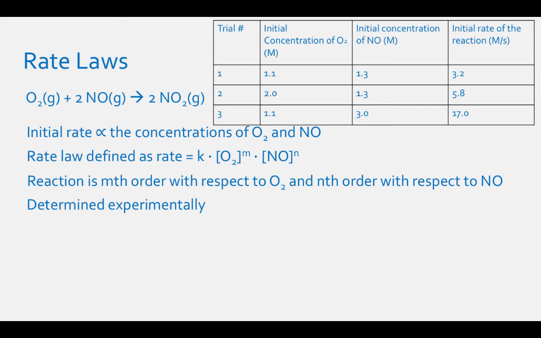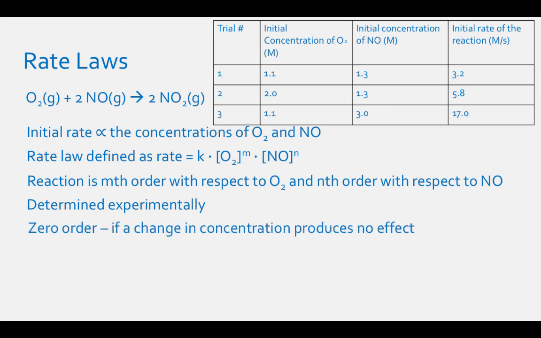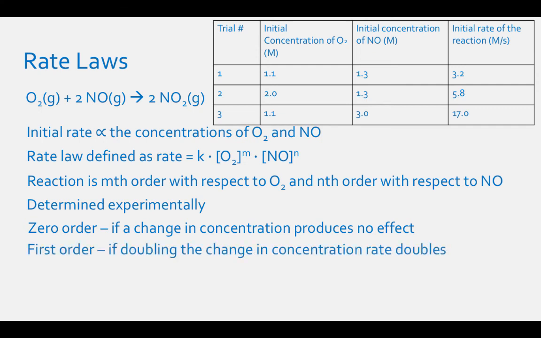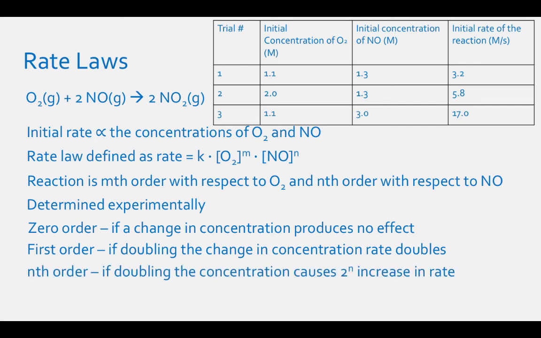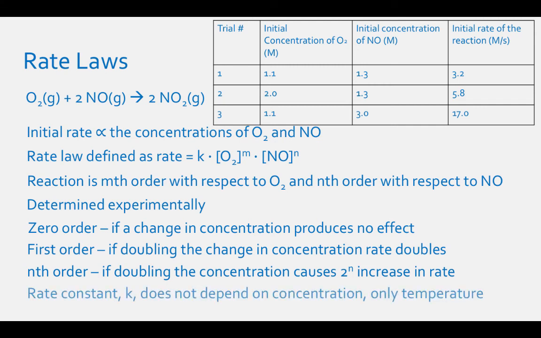A reaction is zero order in a reactant if the change in concentration of that reactant produces no effect. A reaction is first order if doubling the concentration causes the rate to double. A reaction is nth order if doubling the concentration causes a 2 to the n increase in rate. Note that the rate constant k does not depend on concentration, only temperature.